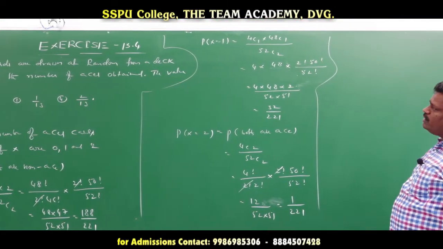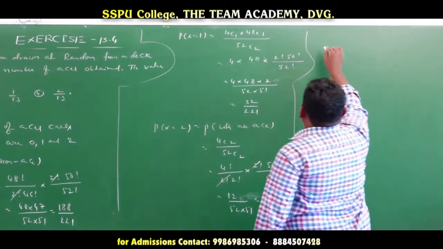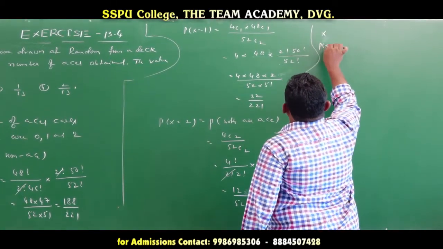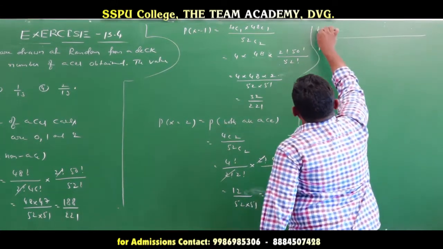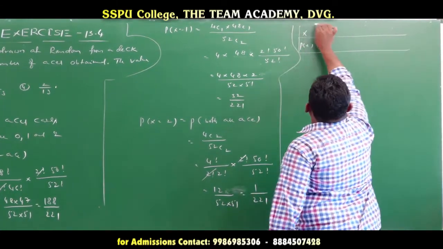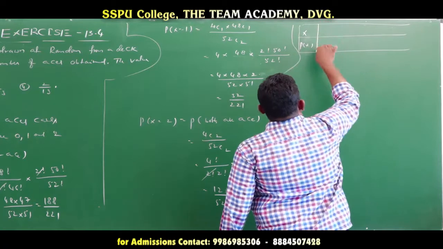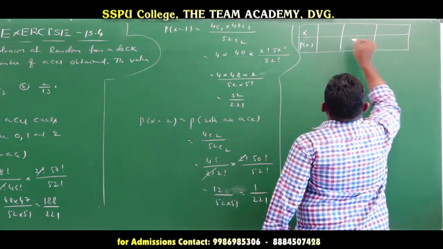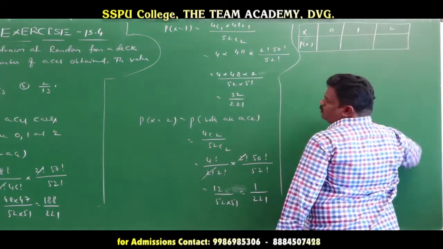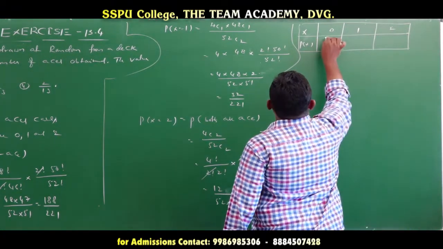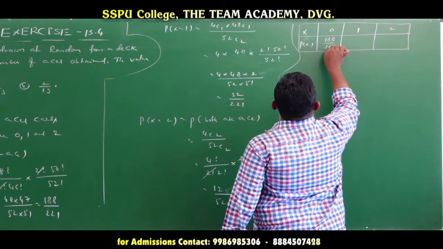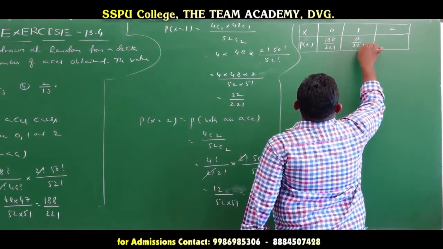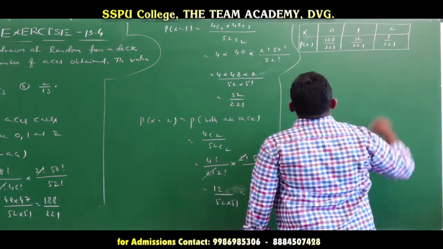Now here, the value of expectation of x. If you want to write the probability distribution table, we take the probability of x values. In the probability distribution table there are 3 values: x is equal to 0, 1, 2. X is equal to 0 means 188 by 221. Next value, 32 by 221. Then 1 by 221.